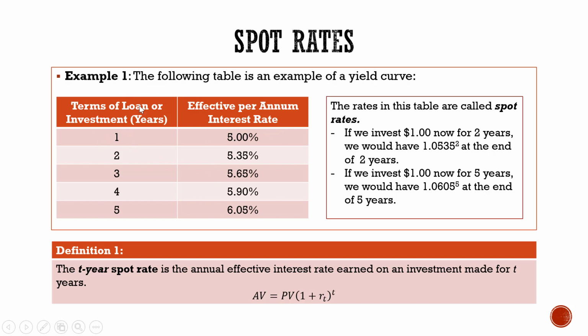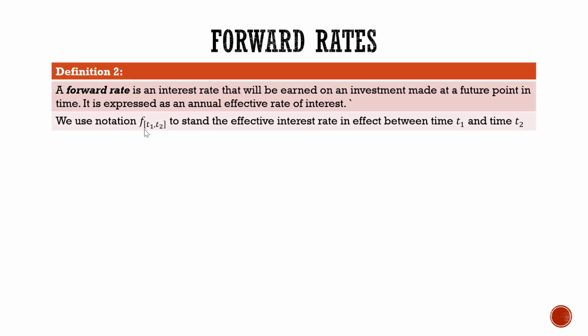What if we have an investment that is made at a future point in time, suppose at time 3 or time 4? To determine the present value and the accumulated value for an investment that is not made at time 0, we need to use the forward rate. So the second thing I want to talk about is forward rates. A forward rate is an interest rate that will be earned on an investment made at a future point in time. It is expressed as an annual effective rate of interest.